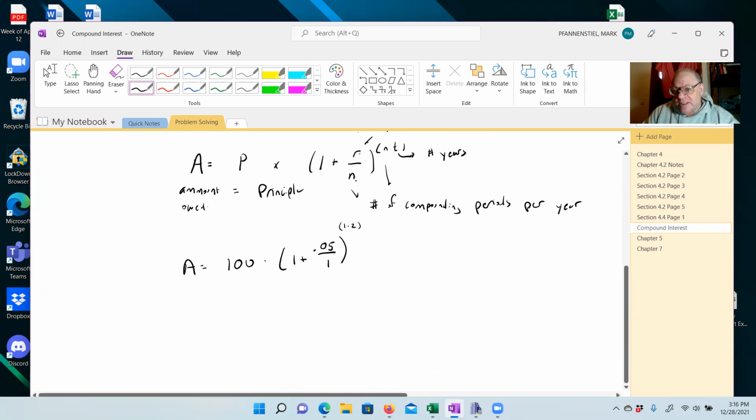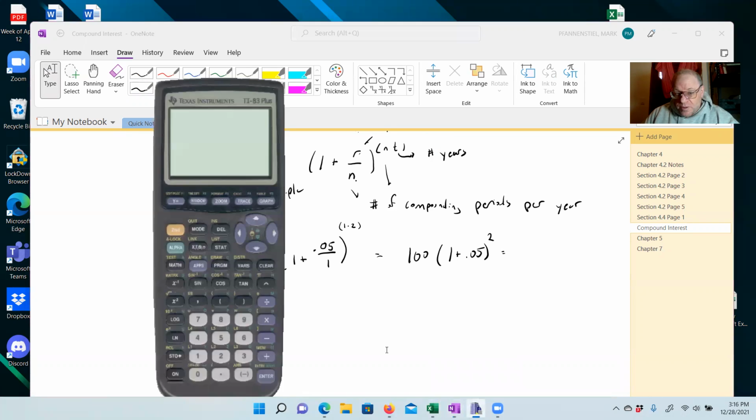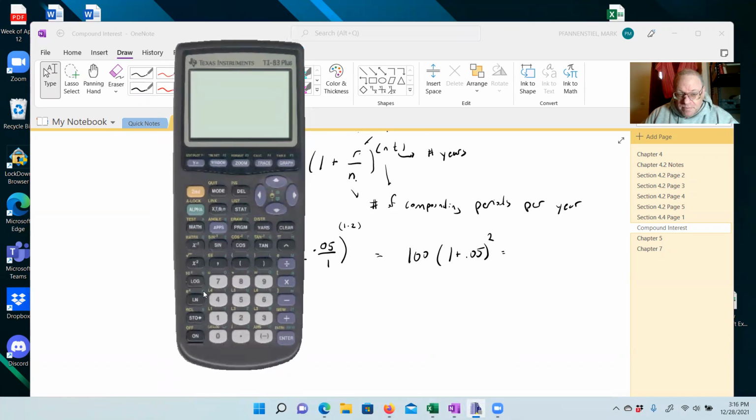Now I put this in parentheses because sometimes it's a little bit trickier arithmetic, but you could just go ahead and say this is 100 times 1 plus 0.05 raised to the second power. That's just what we're going to do. So if we have a fancier calculator, we're going to work parentheses. So what's $1 plus a nickel? It's $1.05. Didn't even have to use a calculator for that.